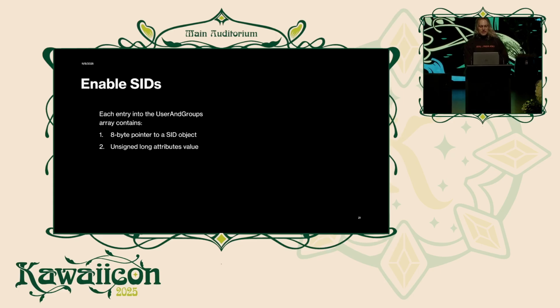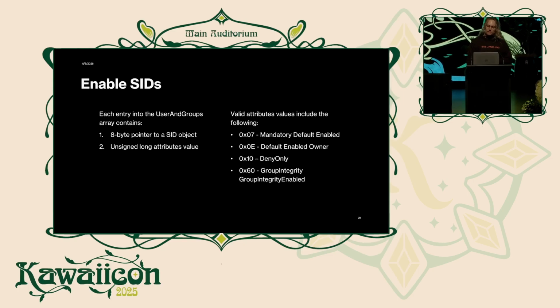Every entry in the user and groups array contains an 8-byte pointer to a SID object, which is complicated, but there's also an unsigned long attributes value. Some of those values are pretty easy to enumerate. Hex 10 is deny only, and that's what we're seeing in our restricted SIDs. It's also specific to restricted tokens, because other tokens can't have deny only values here. The other ones are enabled.